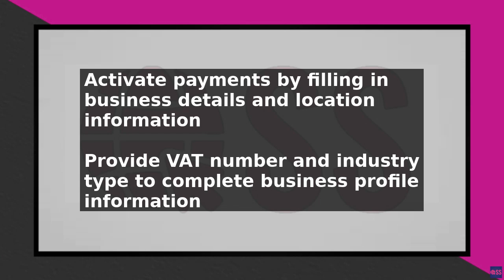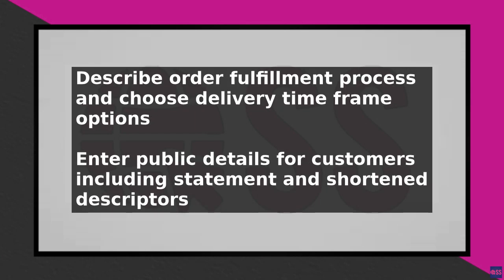After providing this information, describe how you will fulfill your orders, choosing from options such as within 1 day, within 2 weeks, within 1 month, or more than 1 month. This selection will determine the speed at which customers receive their products. You will also need to enter public details for customers, including a statement descriptor and a shortened descriptor, which will appear on invoices. For example, if you're selling an ebook, you could enter ebook about Shopify as the statement descriptor and ebook as the shortened descriptor.